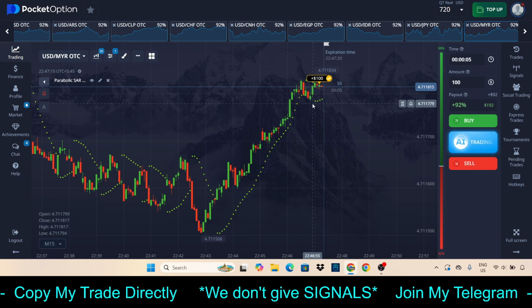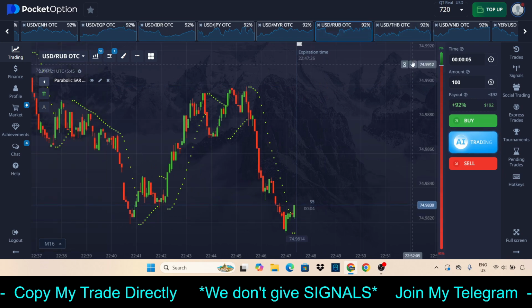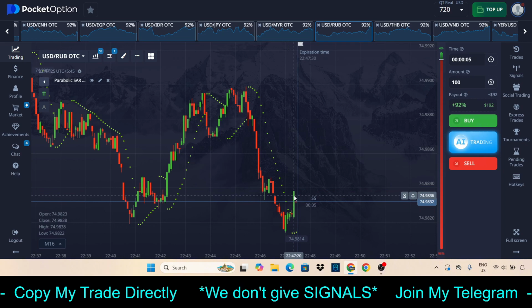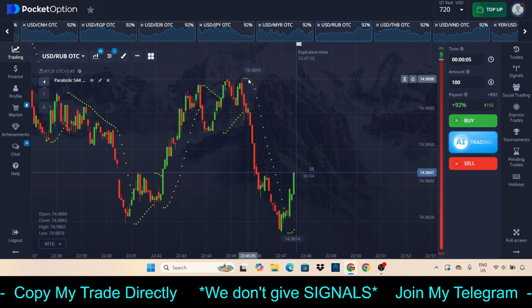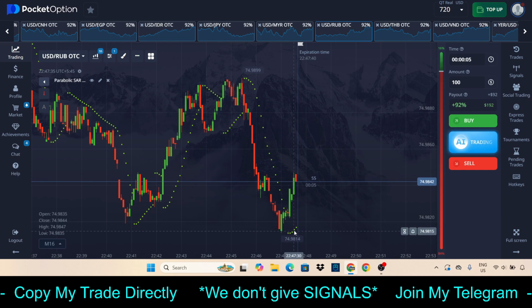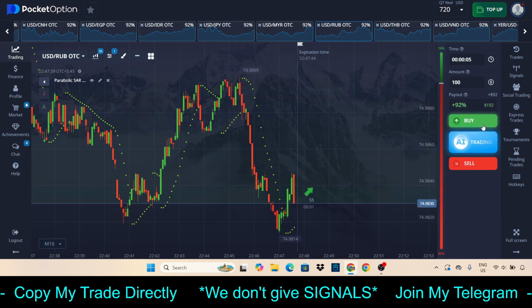So the strategy was simple. When there was a second dot, I made a trade there. I'll show you. Here you can see the second dot formed, and this trade, if you had made it, you could have gone in profit. Simply, whenever these dots are forming above the candles and this second dot is about to form, at that time you need to make a trade by clicking on lower, and whenever the dots are below the candle and the second dot is about to form, at that time you need to make a trade by clicking on higher.